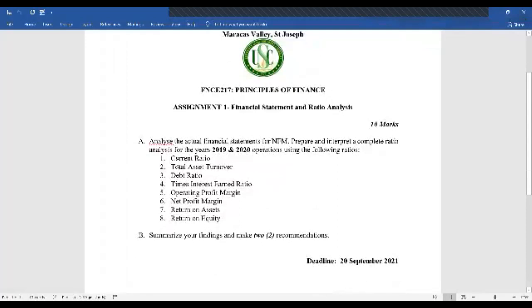Prepare and interpret a complete ratio analysis of the year 2019 and 2020 operations using the following ratios. So current ratio, I want you to calculate the current ratio, the total asset turnover, debt, and so forth. And when you finish, you're going to summarize your findings and make 2 recommendations. Tell me, how did the firm perform? Profitable? How is its debt? How is its market? How is its activity? Right? You're going to comment on those ratios and make 2 recommendations.